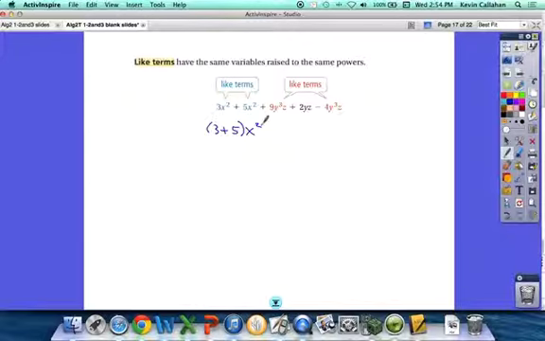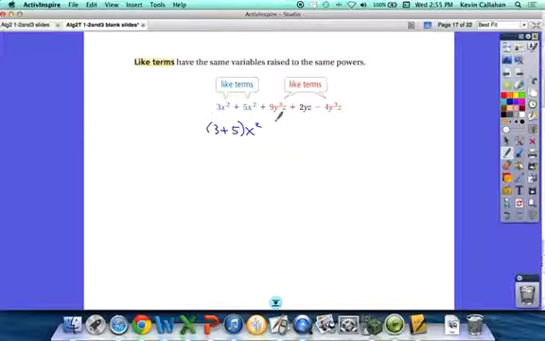Think of it like 3x squared plus 5x squared. It's like 3 oranges plus 5 oranges is 8 oranges, right? It doesn't change the oranges. And it doesn't change the x squared. It's still x squared.